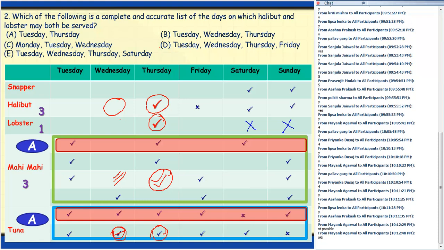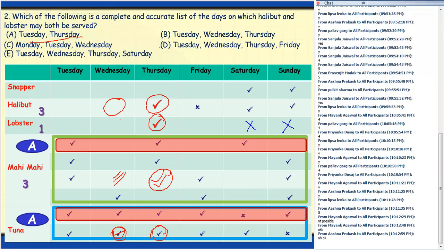Friday possible नहीं है. Saturday, Sunday भी possible नहीं है. Saturday, Sunday, so we had already eliminated: lobster cannot be served on Saturdays and Sundays in the beginning. क्योंकि 3 items have fixed है Saturday, Sunday के. Snapper, halibut is always there और mahi mahi और tuna में से एक होगा. So the correct answer is option B, Tuesday, Wednesday, Thursday. Tuesday तो सारे options में था ना, तो Tuesday, Wednesday and Thursday.